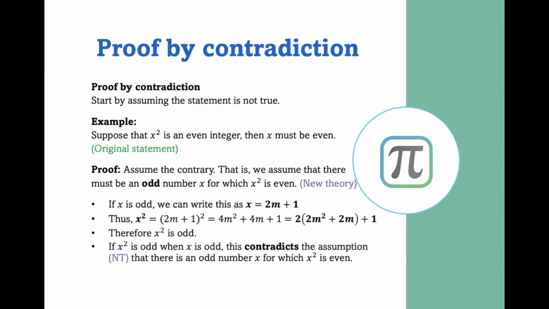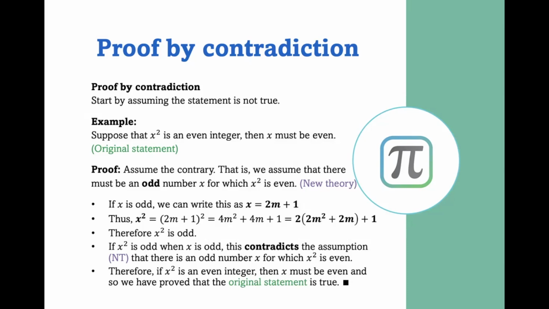If x squared is odd whenever x is odd, this contradicts the assumption that we made for our new theory, where we assumed that there does exist an odd number x for which x squared is even. So we have contradicted our new theory. And because we have contradicted the new theory, this means that the original statement must be true. And therefore, if x squared is an even integer, then x must be even.